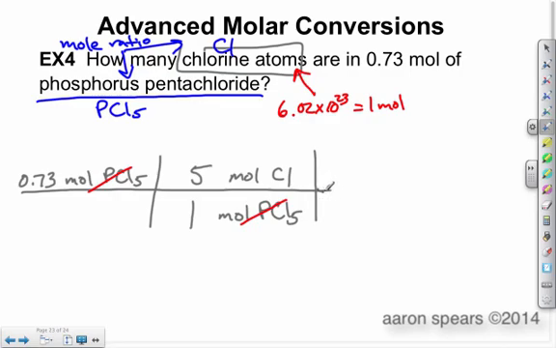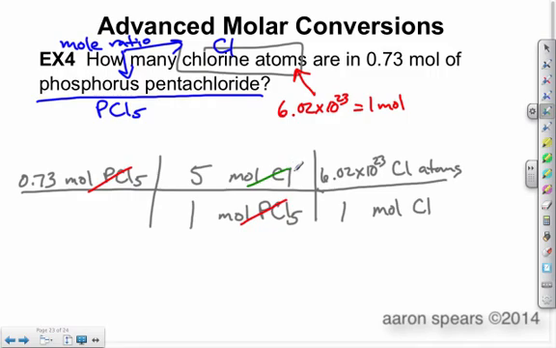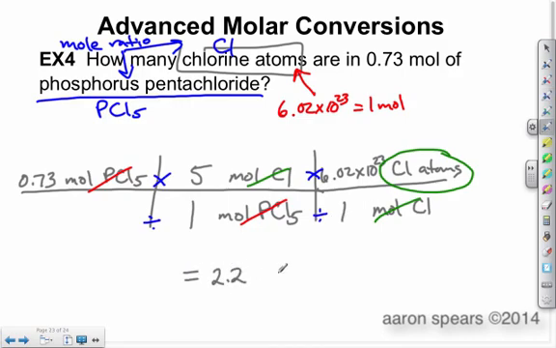However, this is not atoms of chlorine, so I extend my picket fence, put moles of chlorine down below, and chlorine atoms up top. I know the relationship between moles and atoms, or any type of representative particle, is that 1 mole is equal to Avogadro's number. With the moles diagonal of one another, they cancel out, and I'm left with chlorine atoms as my answer. And that's what I want. So all I've got to do is multiply by every numerator and divide by every denominator. And when punched into my calculator correctly and rounded to the appropriate number of significant digits, I get 2.2 times 10 to the 24 chlorine atoms.